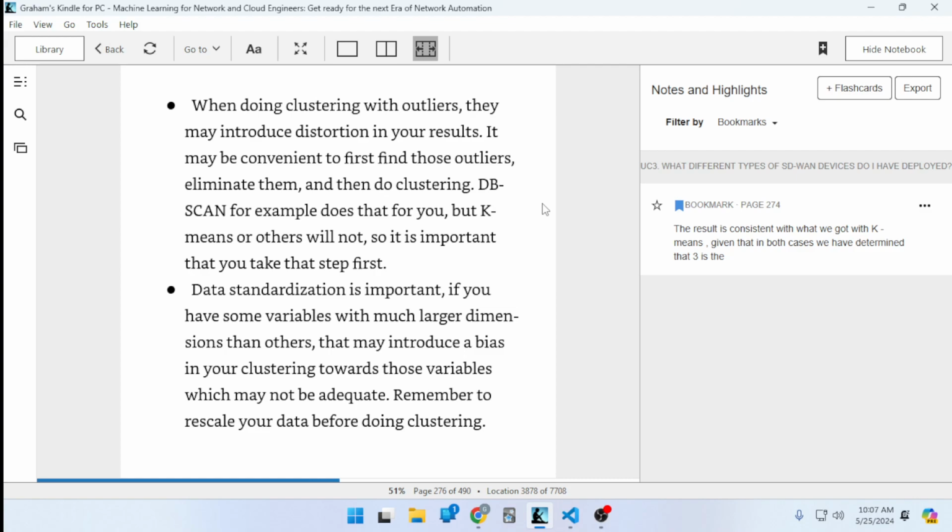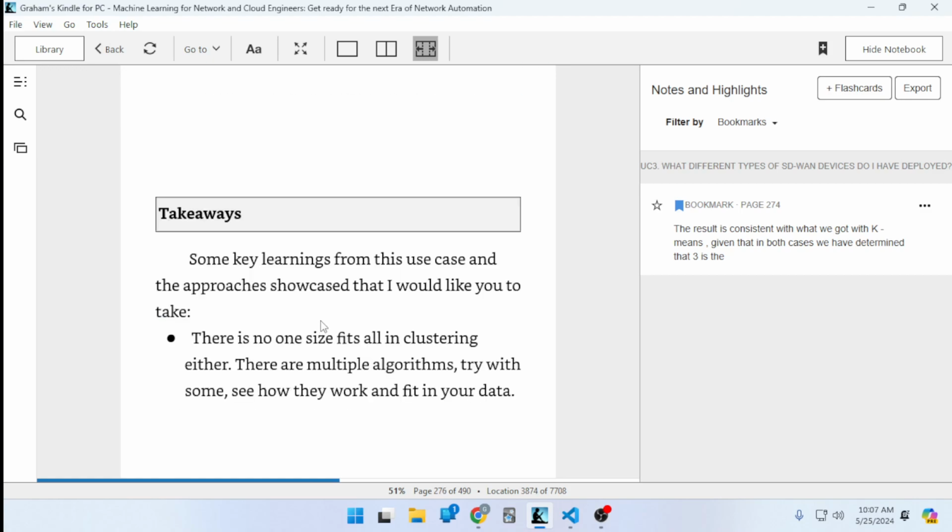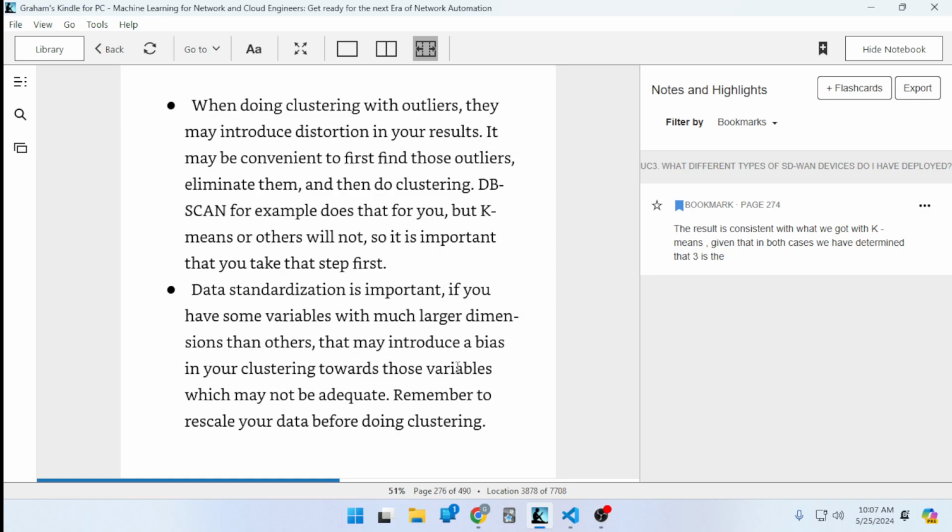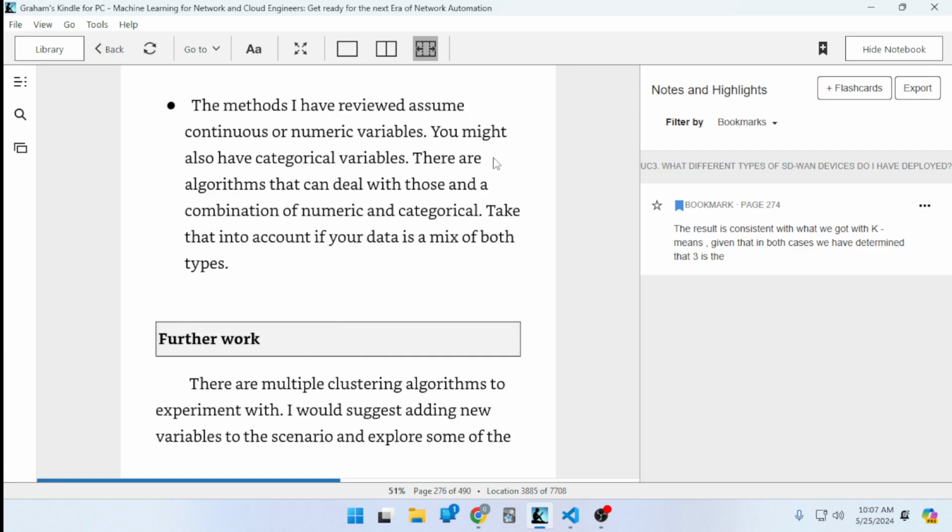Data standardization is important. If you have some variables with much larger dimensions than others, that may introduce a bias in your clustering towards those variables, which may not be adequate. Remember to rescale your data before doing clustering. The methods I have reviewed assume continuous or numeric variables. You might also have categorical variables. There are algorithms that can deal with those and a combination of numeric and categorical. Take that into account if your data is a mix of both types.